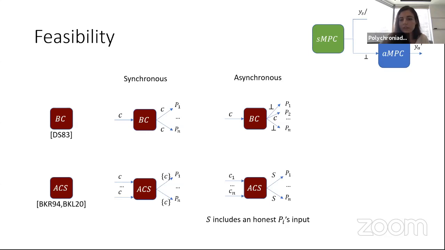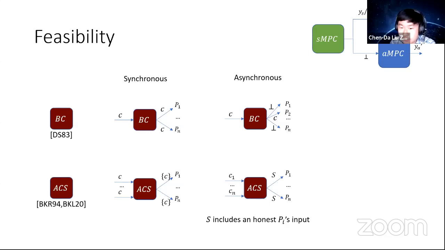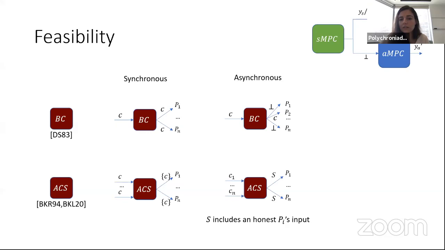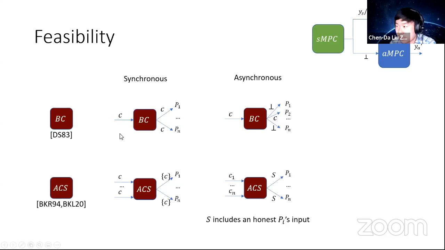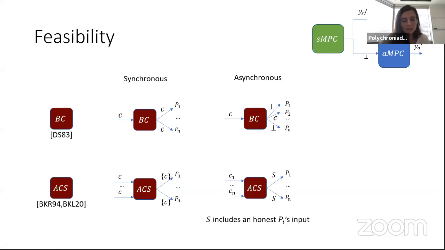Just a quick question. The primitive that you're using all the way is the homomorphic encryption? The primitive that we rely on is additively homomorphic encryption, threshold additively homomorphic encryption. It's not fully homomorphic.